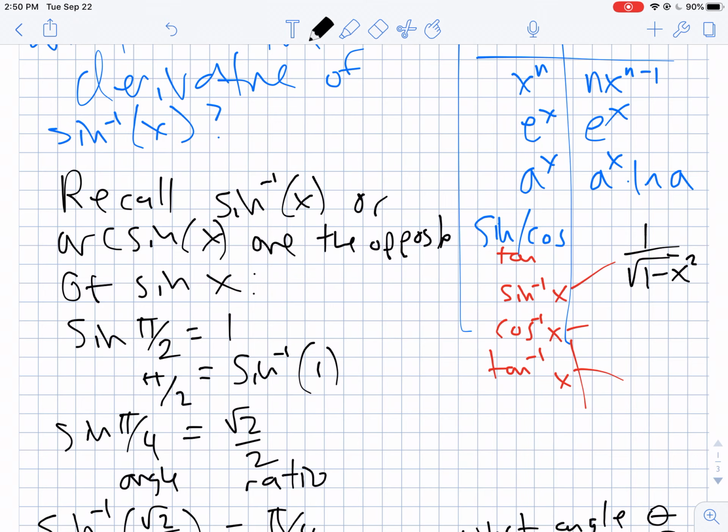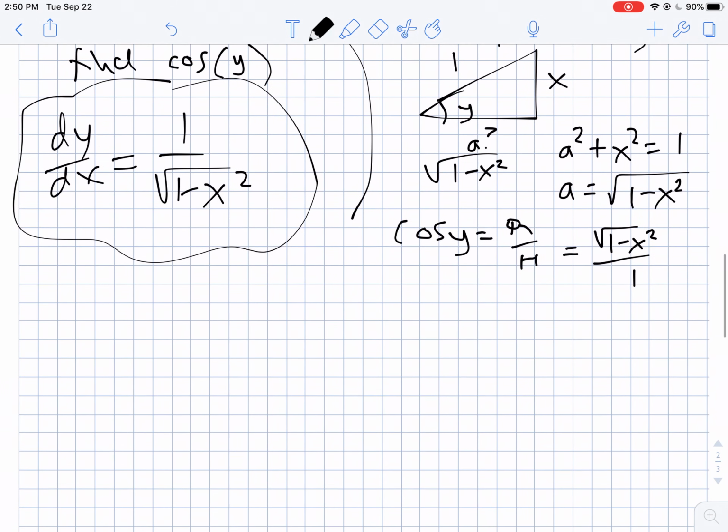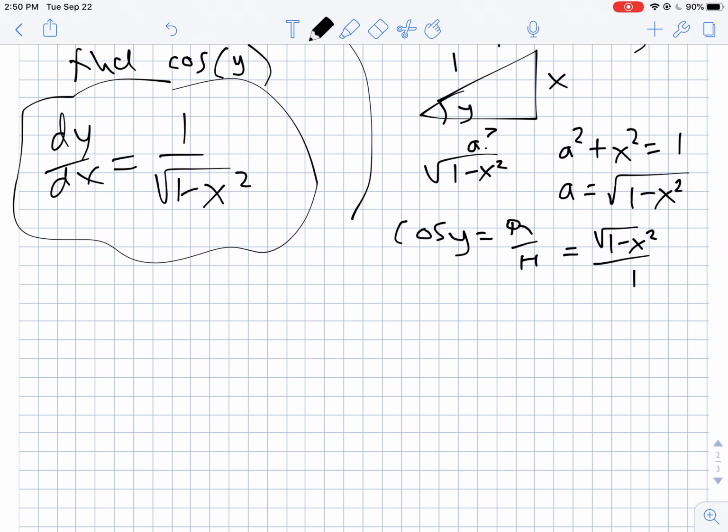Okay. Now, most of your homework tonight is just going to be doing problems related to this. Okay, so doing problems related to this, what that will look like is, for example, I will say y is the inverse sine of 3x. What is the derivative equal?